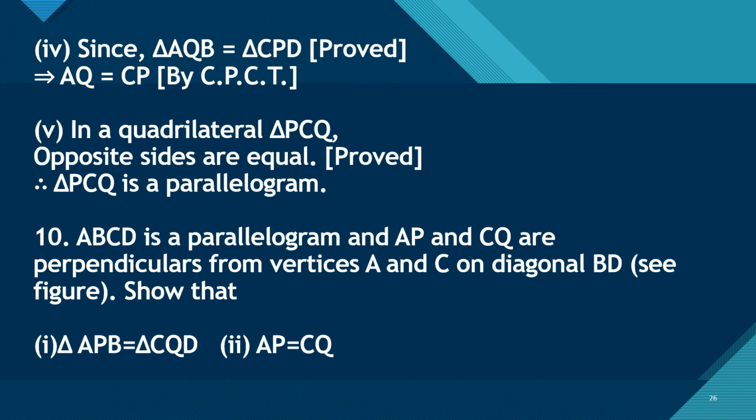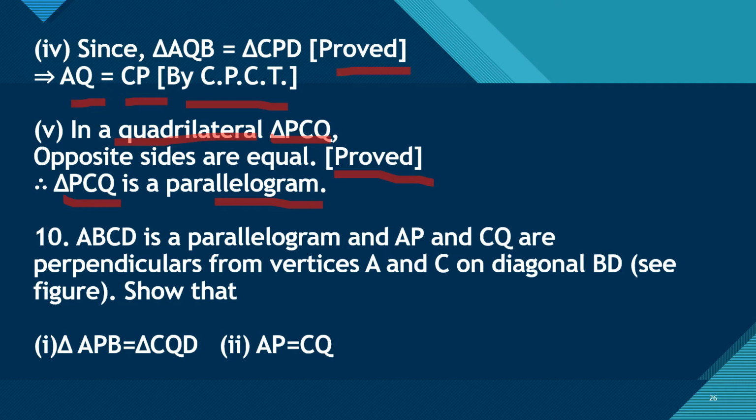Fourth part. Since triangle AQB is congruent to triangle CPD, as proved, AQ is equal to CP by CPCT. In quadrilateral APCQ, opposite sides are equal, and hence proved. So APCQ is a parallelogram.